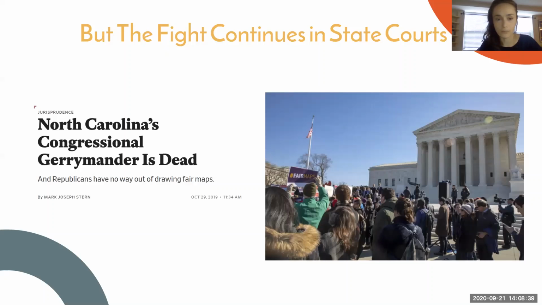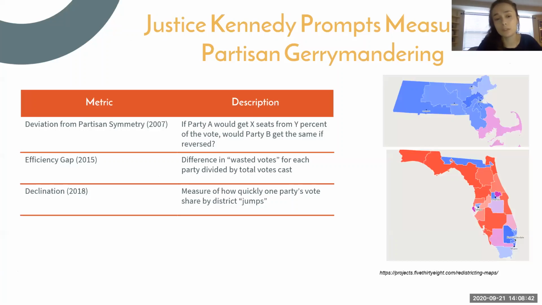So even though the Supreme Court decided to opt out of hearing these cases, this invitation that Kennedy put out there to come up with metrics to determine when a map is partisan gerrymandered prompted mathematicians and social scientists in the last number of years to start proposing these metrics. So here's a couple. I wasn't planning to go super under the hood with these. I just wanted to give a flavor of what they are.